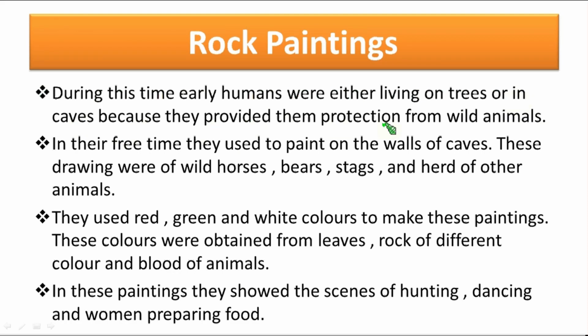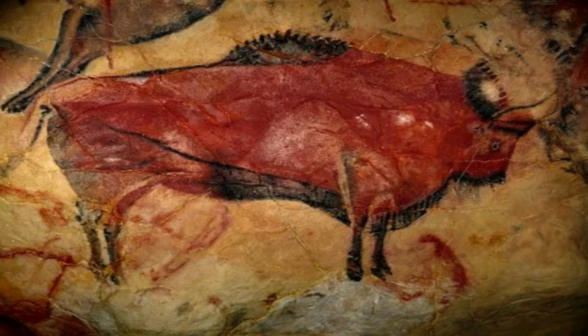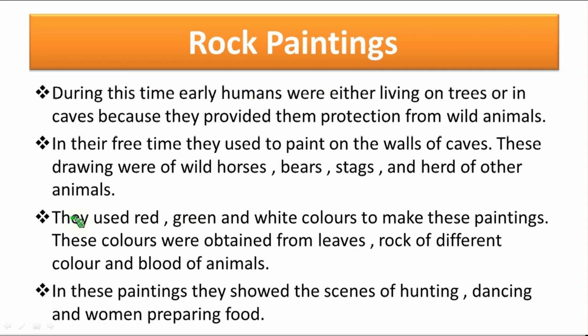Rock painting. During this time, early humans were either living on trees or in the caves because they provided them protection from wild animals. In their free time, they used to paint on the walls of caves. These drawings were of wild horses, bears, stags, and herds of other animals. And for making drawings, they used different types of colors like red, green, and white.